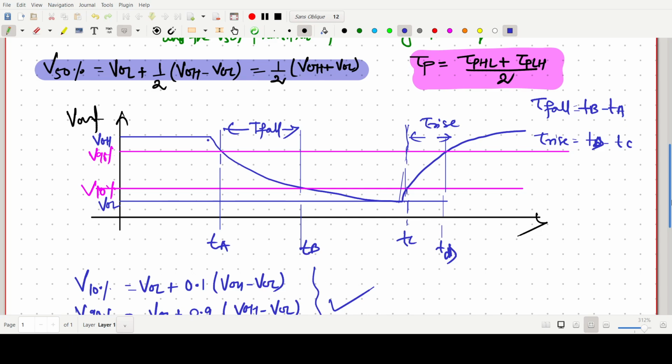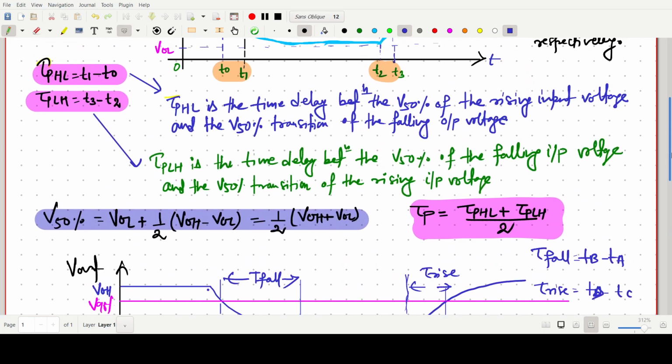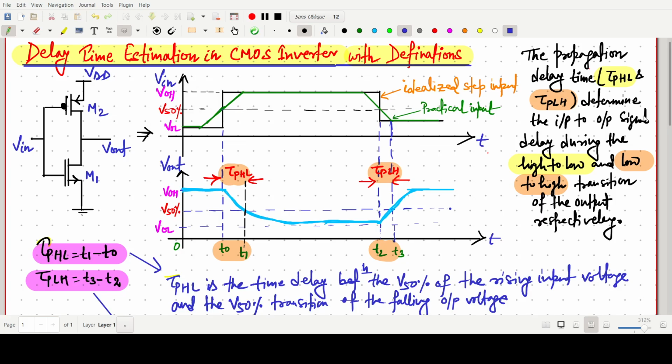We will derive the delay time for the CMOS inverter in another video. So this is all about some fundamentals of the delay time estimation in a CMOS inverter.